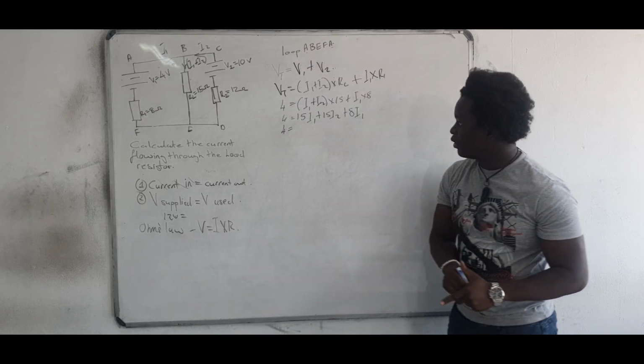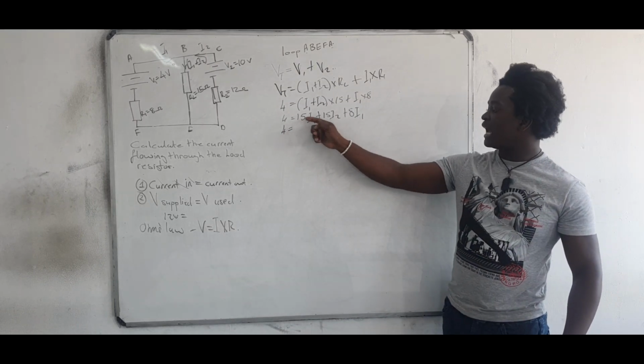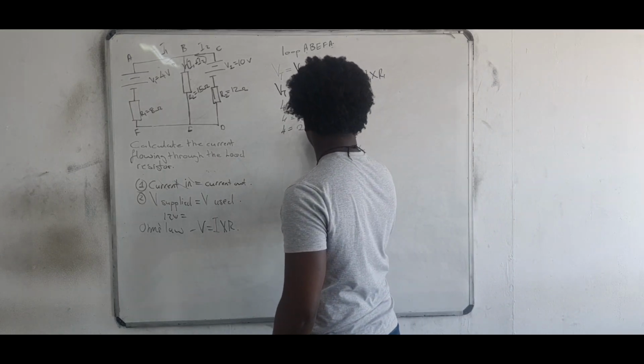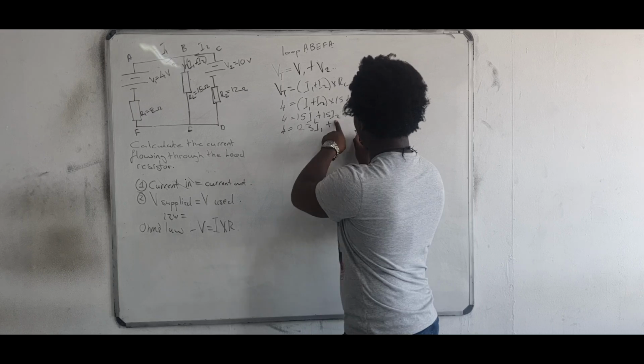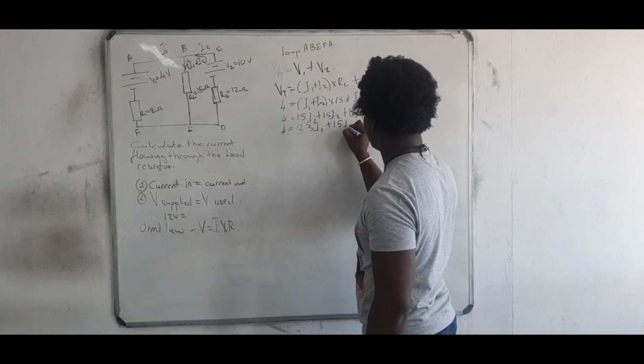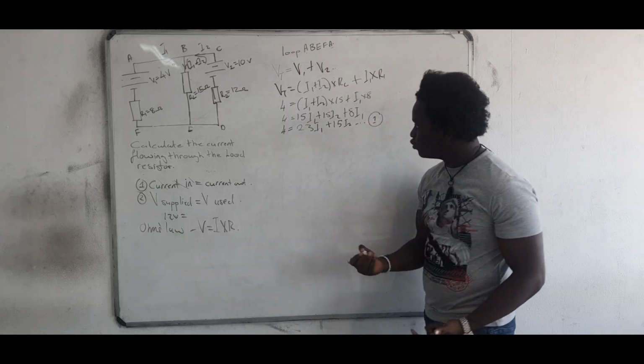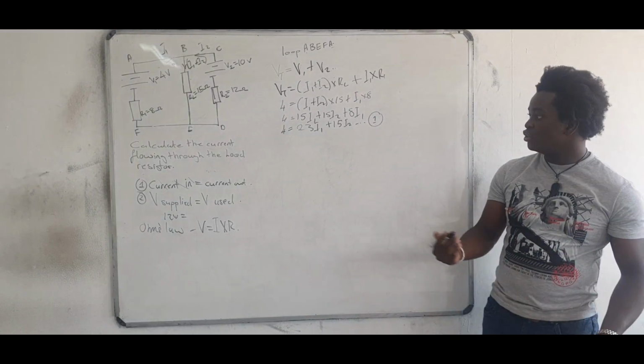Let's start with all the I1s. So it's going to be 15 I1 plus 8 I1, you get 23 I1. And this is the only I2 left, which is 15 I2. Now this loop is complete because you can't solve it any further from this, right? So the loop is done.